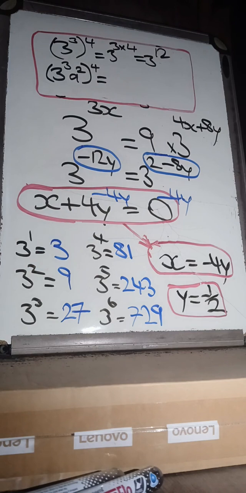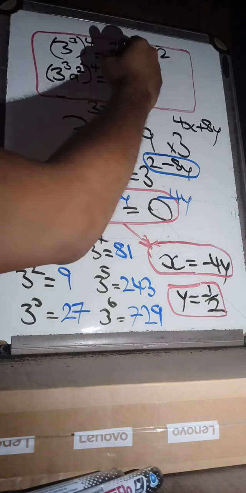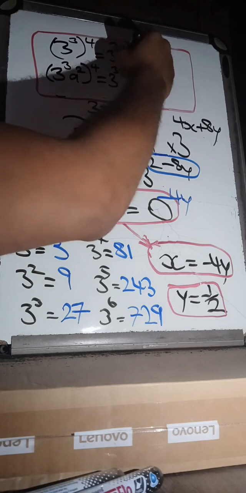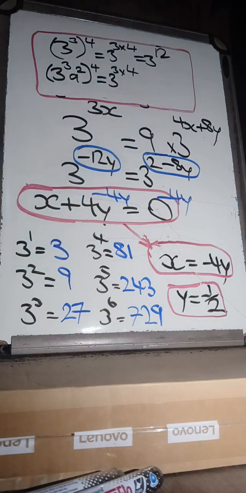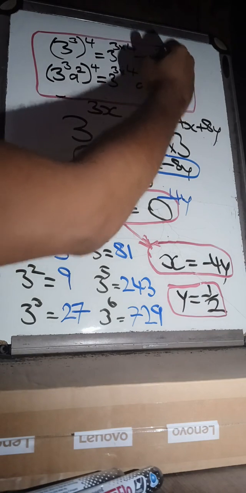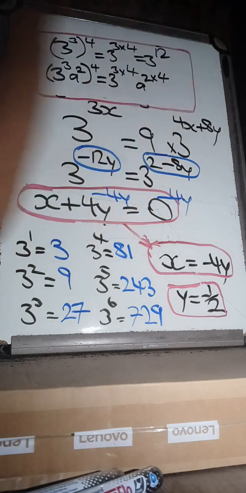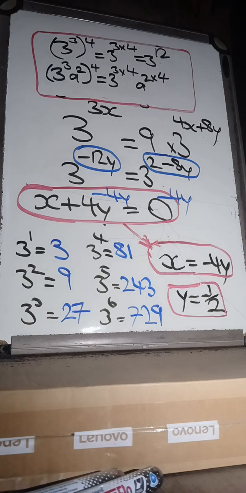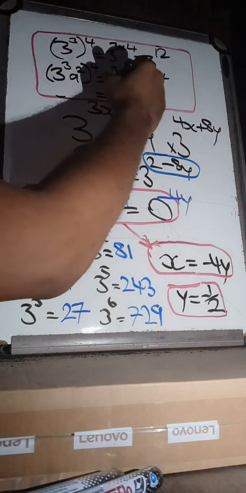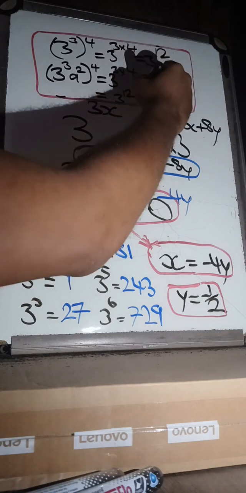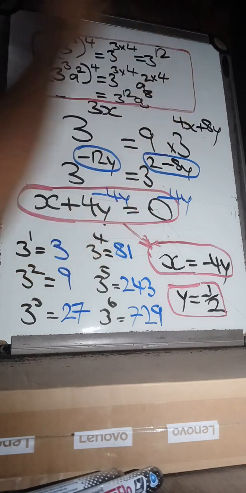Now, the reason why this is important is because I don't think a lot of people pay attention to this aspect of it. So, yes, it's true that you're still going to have 3 to the 3 times 4, but also you're going to have a raised to the 2 times 4 as well. So then now, in this case, you're going to end up with 3 to the 12 and a raised to the 8.